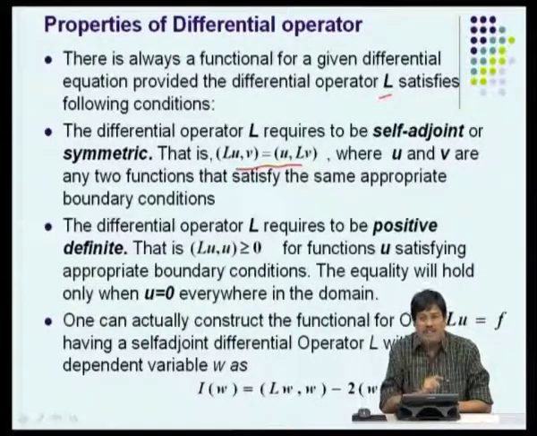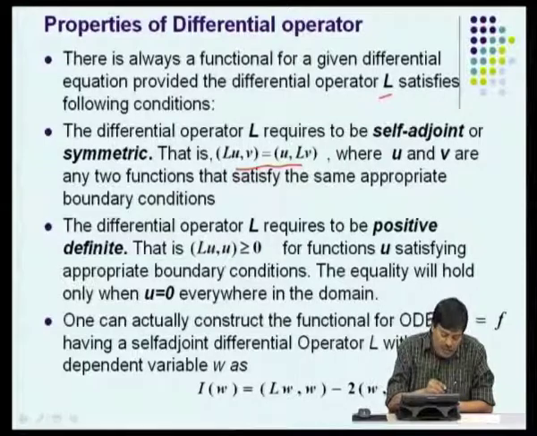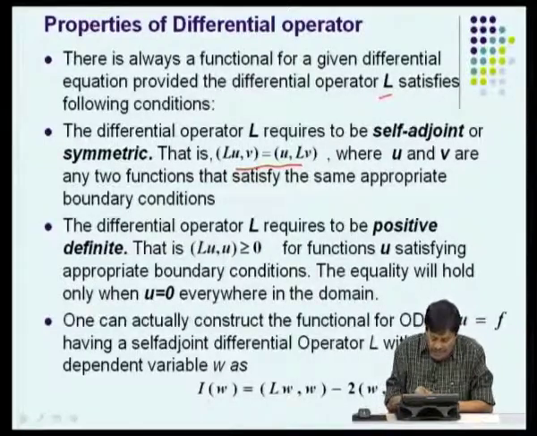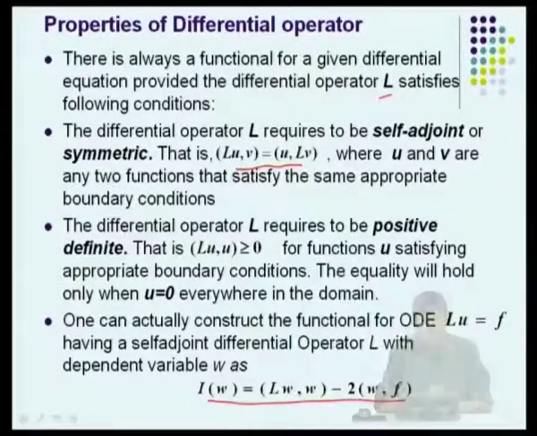This is another condition for the existence of the functional for a given differential equation. If these two conditions are satisfied, then we can use this expression in order to get the functional. That is, if Lu equals F, where F is the forcing function, then the functional, the energy functional what we call, is <Lw, w> minus 2<w, F>. If this is the total expression, that gives you the functional. We will actually see this for a beam as we go along.